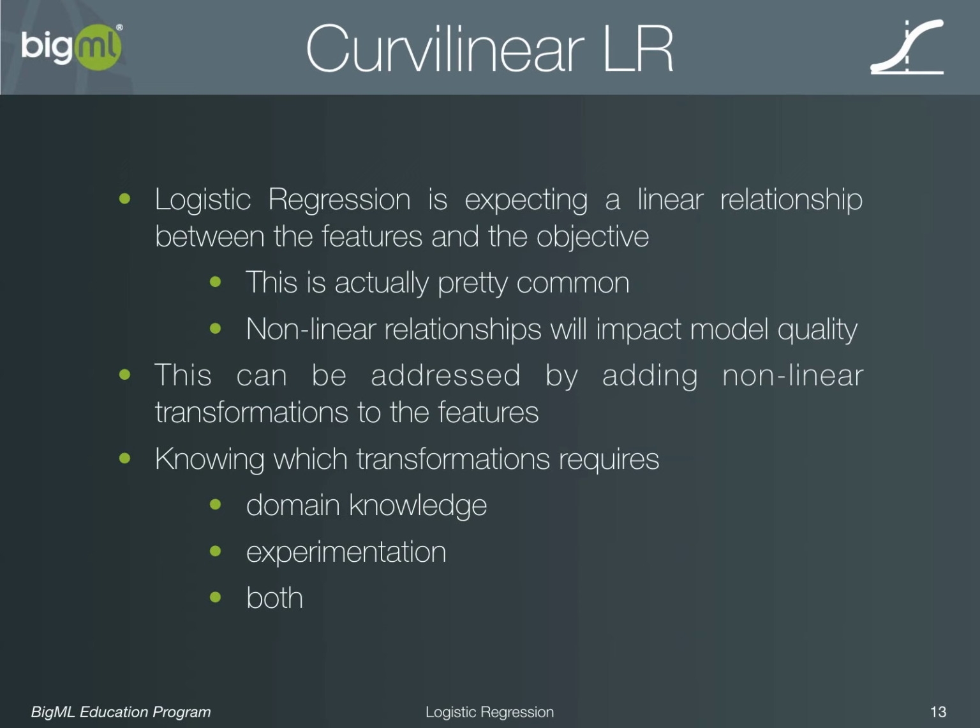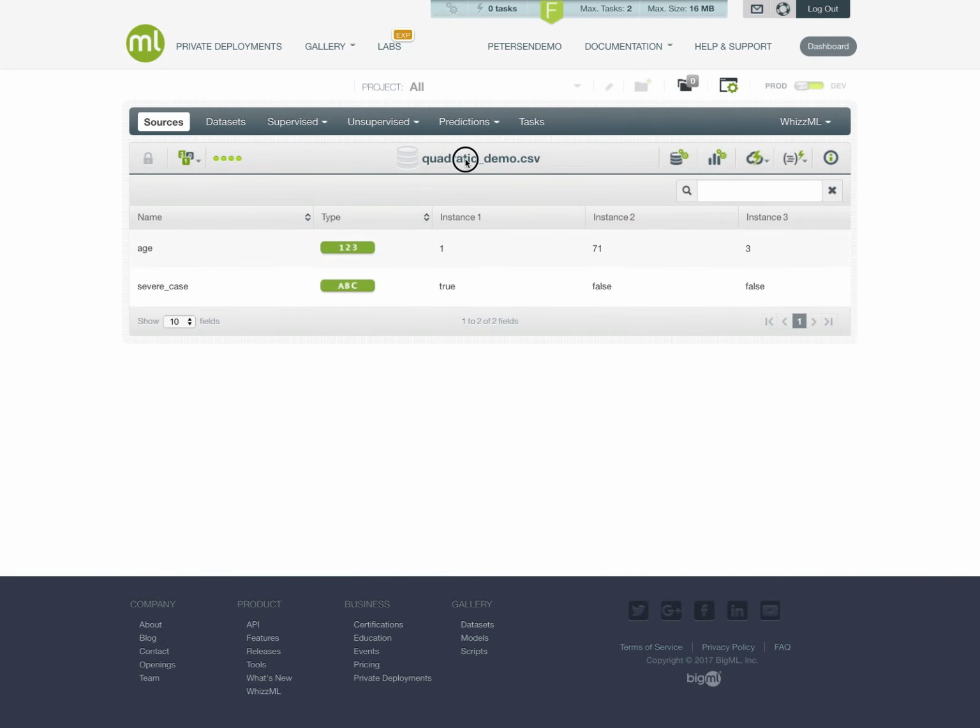So let's see an example of a quadratic relationship and how we can address it when using logistic regression. For this example, we'll be using the quadratic demo source. In this case, there are only two features. One is the age. We can imagine this is the age of a patient. And the other is a categorical value called severe case that has possible values of true and false. The idea is that this data set represents patients that had the flu, for example. And based on their age, we have the knowledge of whether or not each one of these patients had a severe case of the flu or not.